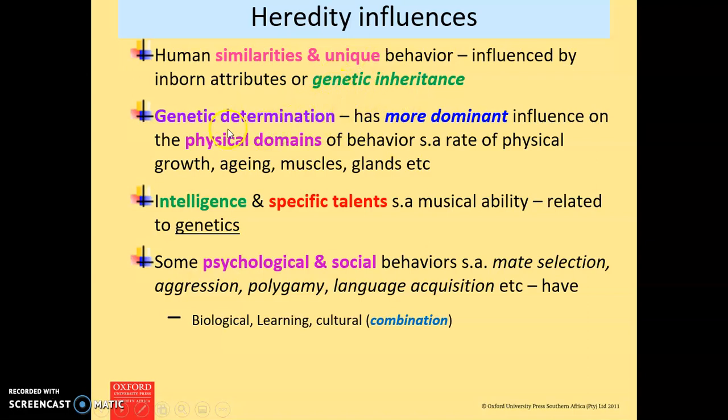That's genetics. Genetic determination has a more dominant influence in the physical domain. When we talk about genetic influence, we talk about genetics inherited from our parents. Normally, genetics will be more dominant in our physical growth and aging. For example, certain people get old faster than others of the same age. Muscle also: some people, because of genetic problems, do not have good muscle, or they have a problem with the glands.